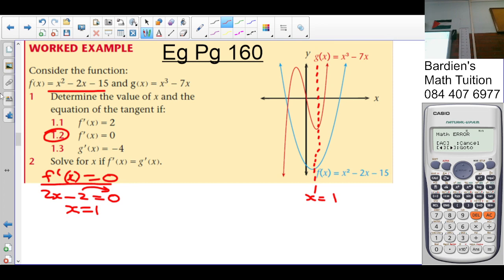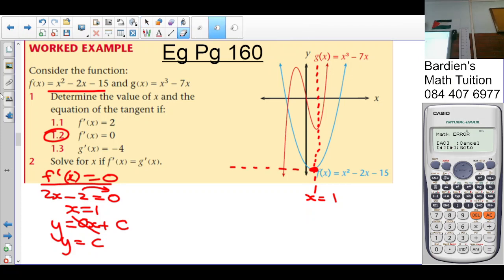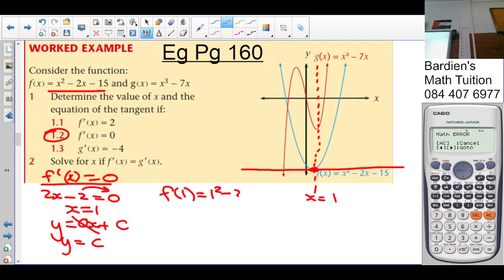The gradient of this graph is going to be, of course, y is equal to 0x plus c. So that falls away, so y is equal to c, in other words. So we need to know this point of contact here. What we do is we substitute 1 into the equation of f, which is 1 squared minus 2 times 1 minus 15. So that gives us negative 16.